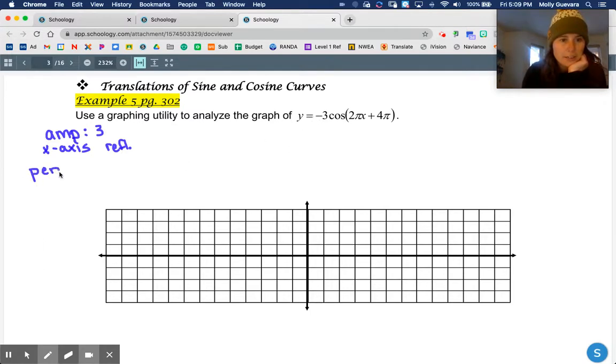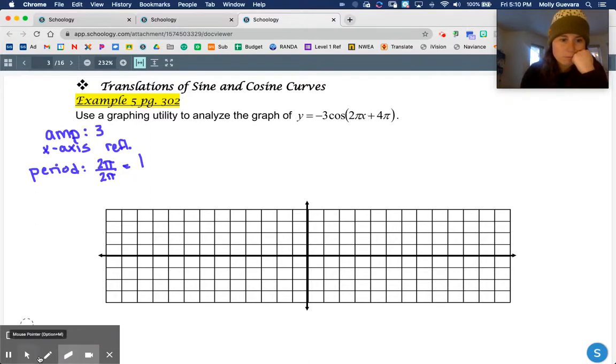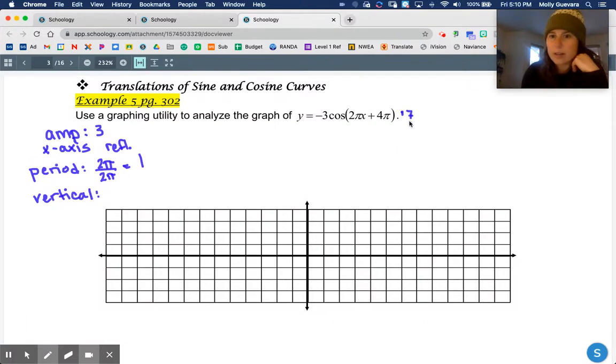Then the period, it's always 2 pi divided by whatever's in front of x. In this case, what's in front of x is 2 pi. So the period is 1. And that's okay, right? That means I'm going to draw my 4 tick marks and have it be a 1. Vertical, there is no vertical shift here because there's no like +7 or whatever outside. So because there's nothing on the outside, there is no vertical shift here.